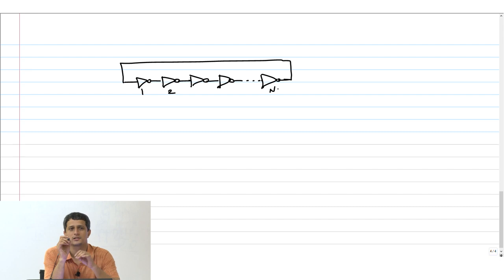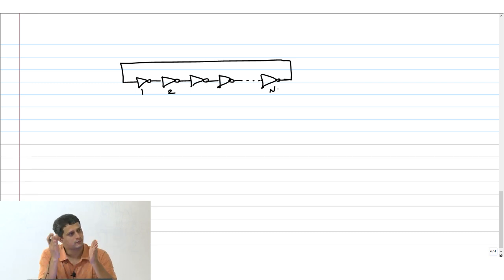It will basically just remain at whatever state it comes to, right? Because of noise or whatever, if there is a 0 at the first input, then the output of the first inverter will be 1. Output of the next inverter will be 0 again. That is fed back. It will remain in the stable state forever, right?